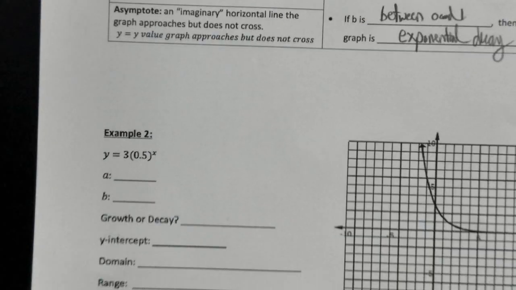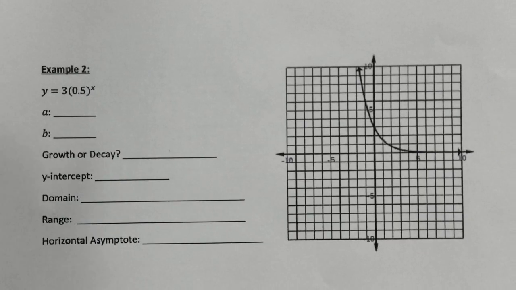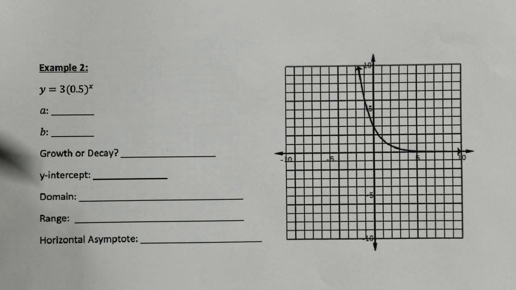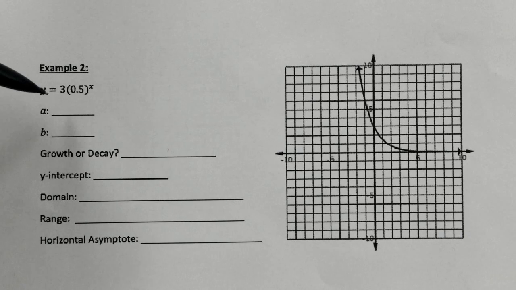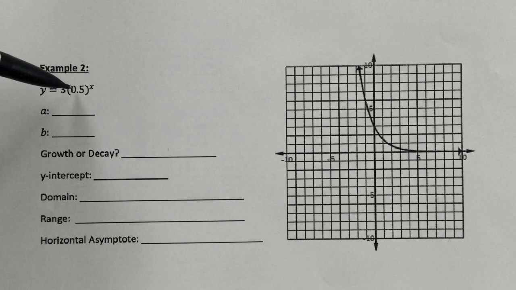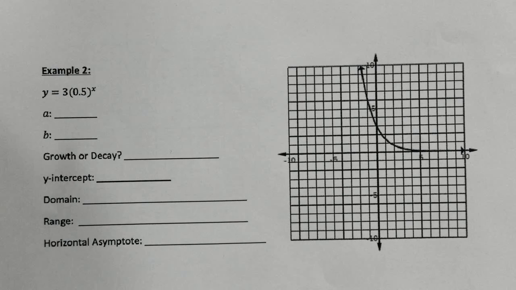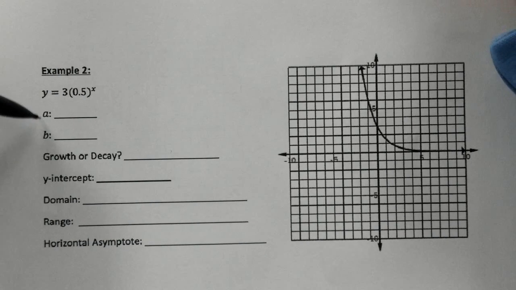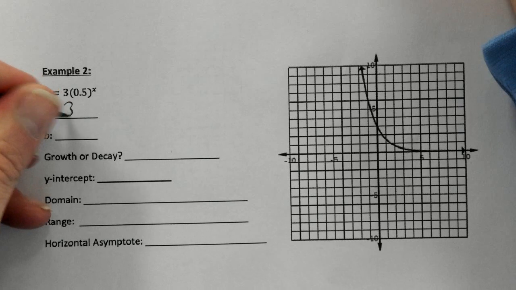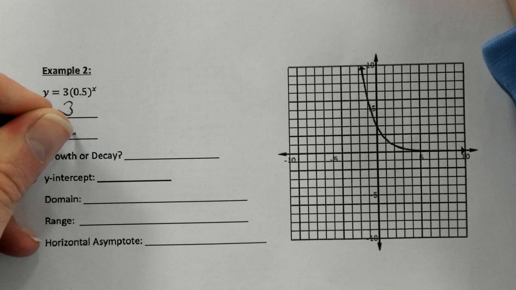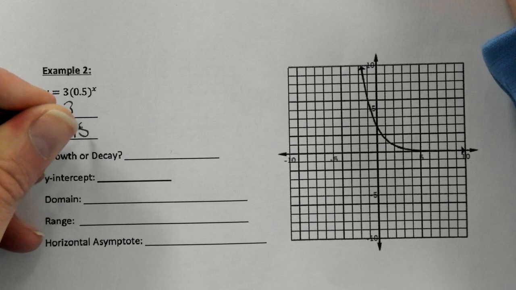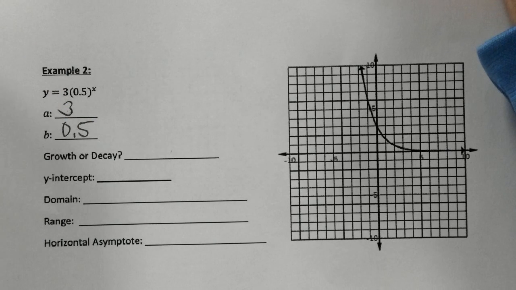All right, so here's an exponential function that we'll have to identify several characteristics about. So y equals 3 times 0.5 to the x power. The A is easily identifiable as 3. The B also, we know, is 0.5. So those are easy to determine when it's in this form.